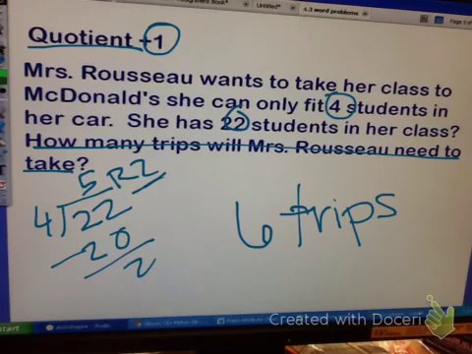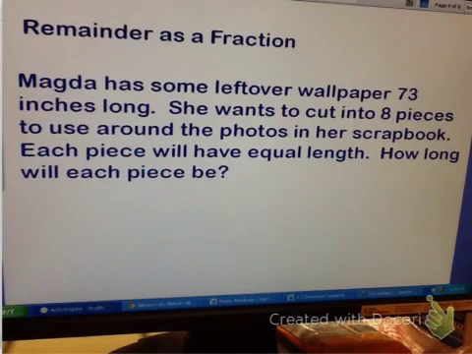So the math itself is easy for where they're at. It's going to be interpreting that question. And the last one, which I think is the most tricky strategy, is remainder as a fraction. Magna has some leftover wallpaper that is 73 inches long. She wants to cut it into 8 pieces to use around the photos in her scrapbook. Each piece will have an equal length. How long will each piece be?